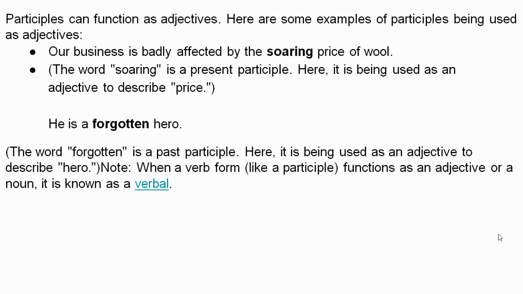Participles can function as adjectives. Here are some examples of participles being used as adjectives. Our business is badly affected by the soaring price of wool. The word soaring is a present participle. Here it is being used as an adjective to describe price. He is a forgotten hero. The word forgotten is a past participle. Here it is being used as an adjective to describe the hero.